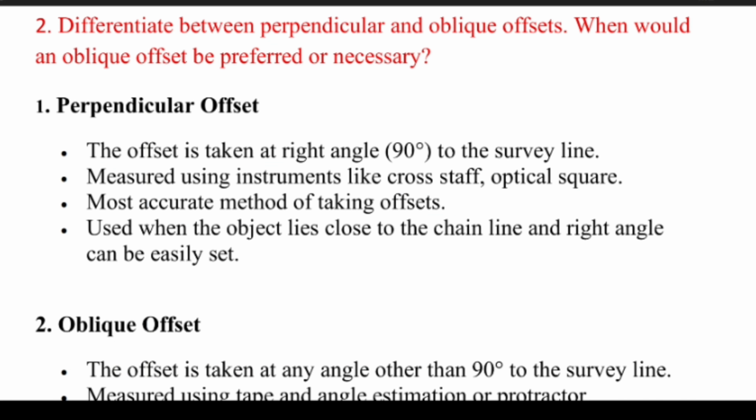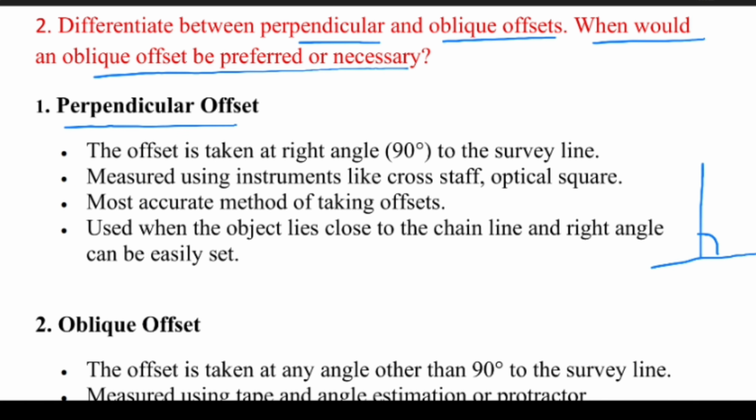The next question is to find out the perpendicular offset and the oblique offset. When is an oblique offset preferred or necessary? We need to find out the difference. One is the perpendicular offset, which looks like a 90 degree offset. It is at a right angle to the survey line.